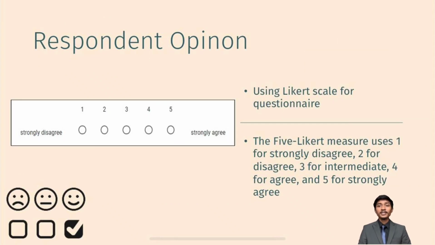For respondent opinion, point number 1 is using the Likert scale for the questionnaire. The Likert scale question was used in this part. The Likert scale is the most commonly and widely used, although various rating scales exist. The Likert scale question used in this study for level of agreement is the 5-point Likert scale. For point number 2, the 5-point Likert measure used: 1 for strongly disagree, 2 for disagree, 3 for intermediate, 4 for agree, and 5 for strongly agree.